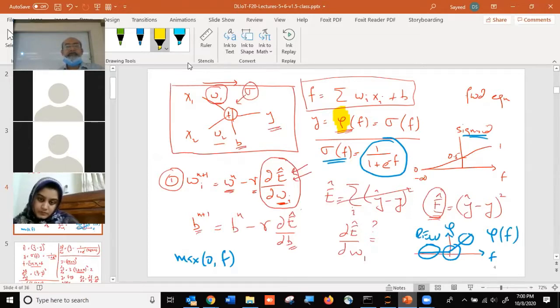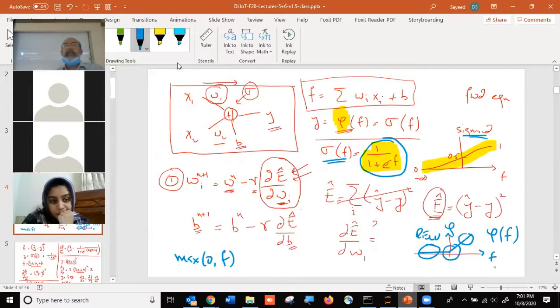No, there's no linearity, completely. Look at this equation. You think this is linear? Is this linear? No sir. This is completely non-linear, right? You can see 1 upon 1 plus e to the power minus f. There is no linearity coming from anywhere in this. You understand?